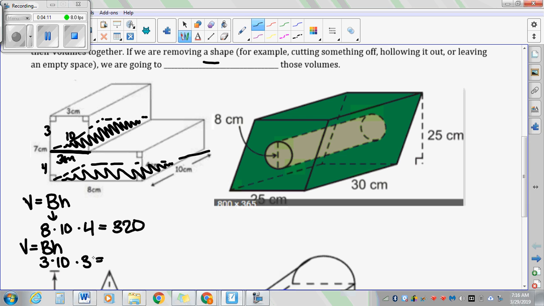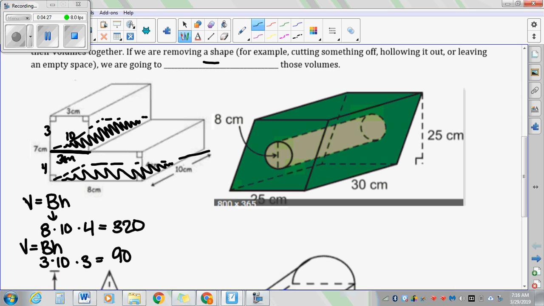And 3 times 10 times 3 is 90. Now I need to decide, do I need to add those two volumes together or subtract them from each other? These two shapes are not overlapping. They're next to each other, right? I know that when they're drawn in 3D, it can be hard to tell.